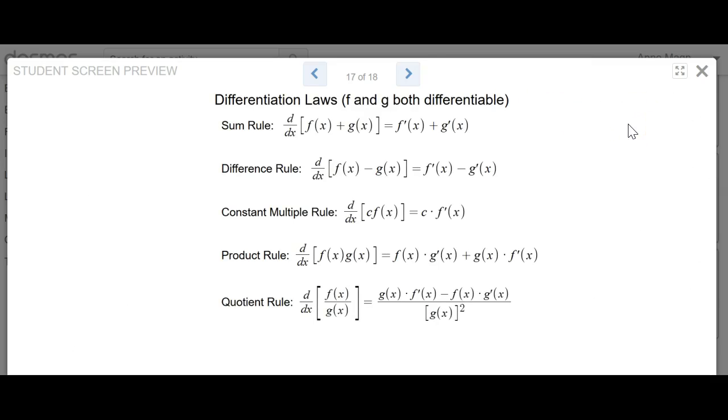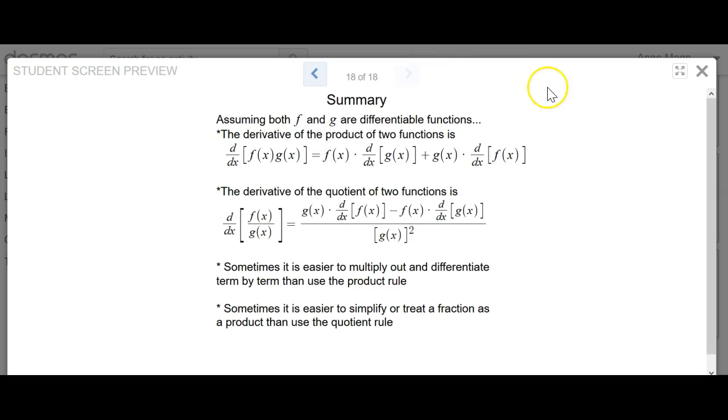So here's a summary of all the differentiation laws we've talked about up till now. And that's it.